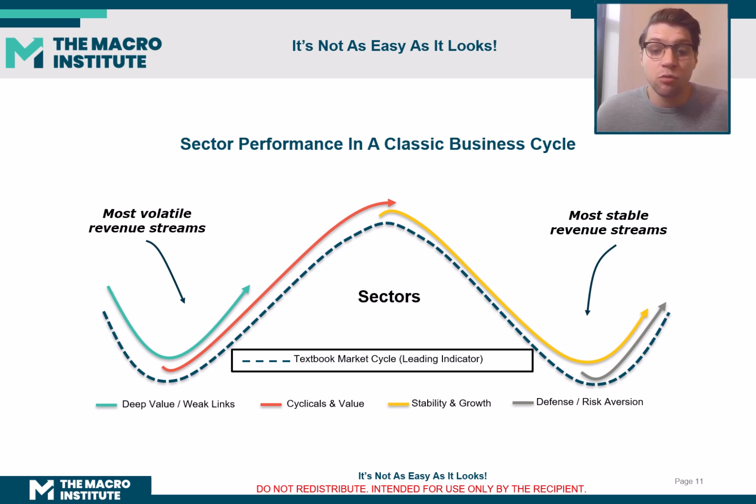So if you were to get this wrong and you were to exit your cyclicals and your value names for stability and growth because you were expecting a recession or to enter the third phase, but in reality, it was just a head fake, you're going to be caught off guard and your returns could suffer.